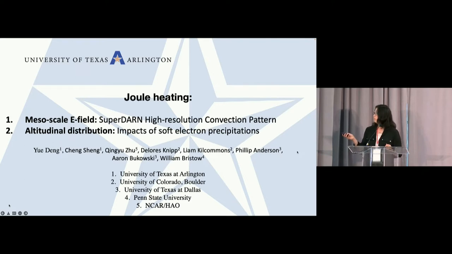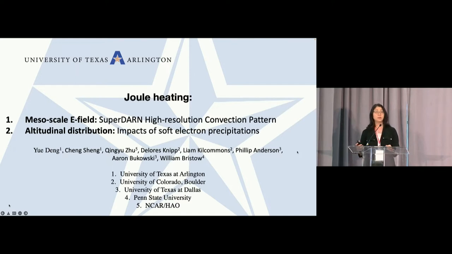And the better way is to resolve it. Since the recent development in the SuperDARN observations, now we can get a high resolution convection pattern from SuperDARN. Maybe we can just directly use the observation, resolve the mesoscale to a certain level, and see the impact on the Joule heating. And the second topic I'd like to share with you is the altitudinal distribution of Joule heating.